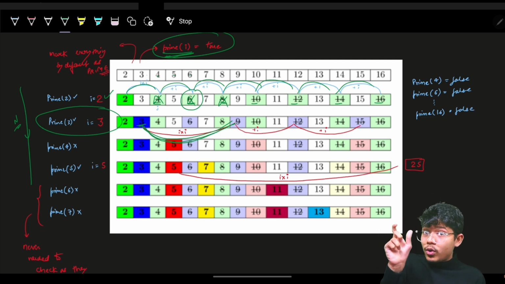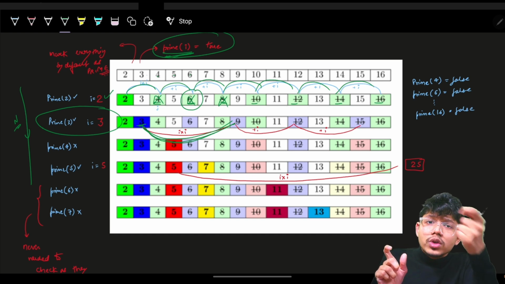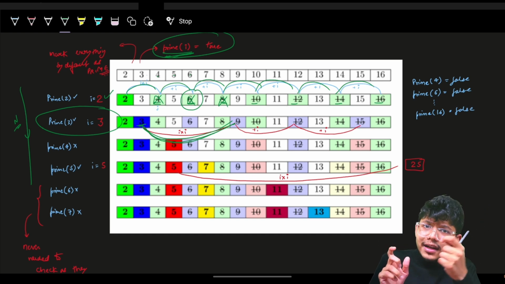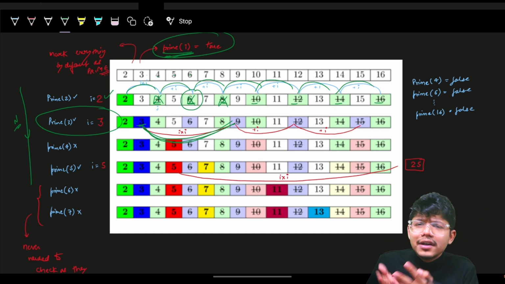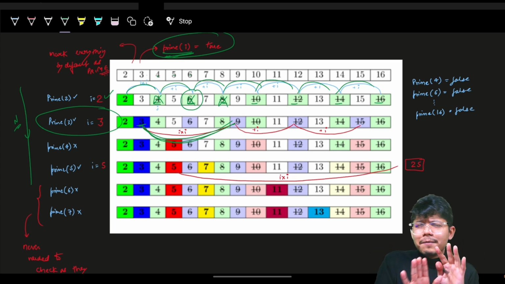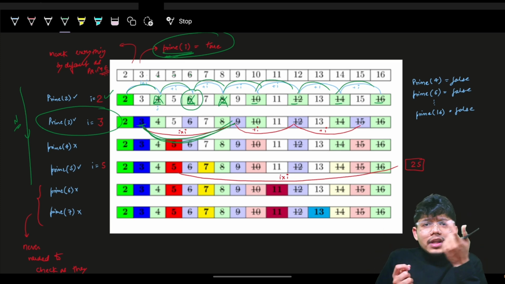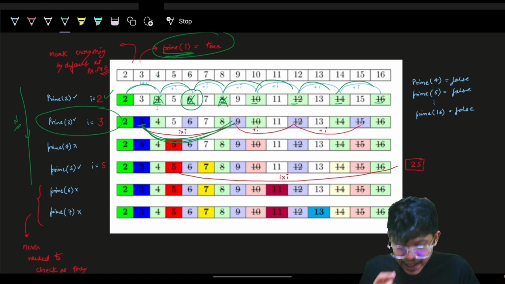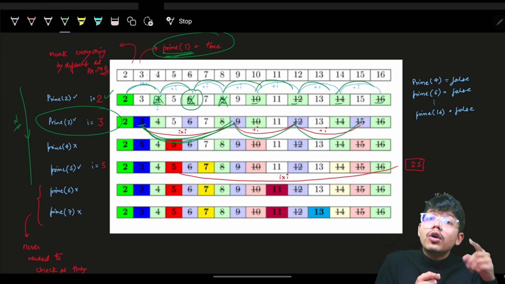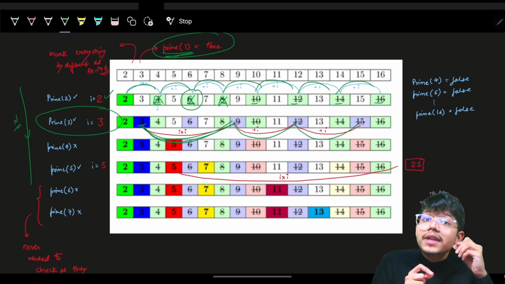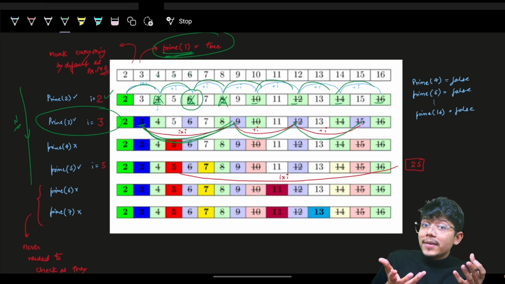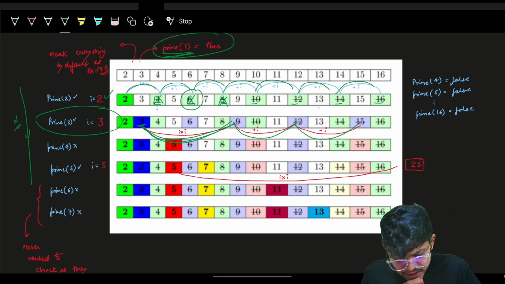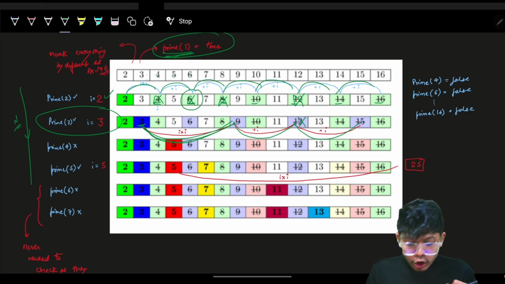I was at i equal to 3. I directly jumped on to 9 and had a first check rather than 6. Although I could have tried the jump of 6, it would have been more or less the same, but still a bit of improvisation which you can remember: you can directly jump to i square, and then keep on incrementing by i. Increment by 3, and mark all of them as prime false.